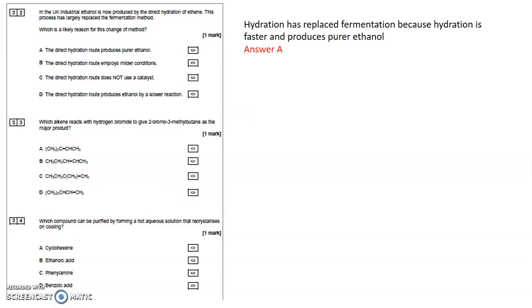Which alkene reacts with hydrogen bromide to give 2-bromo-3-methylbutane as the major product? I think I need to draw that and see that. 2-bromo-3-methylbutane. Butane is 4 carbons: 1, 2, 3, 4. 2-bromo, this is carbon number 1, the bromo is at number 2, and the methyl group's at 3. So I've got this, and I've added hydrogen bromide.